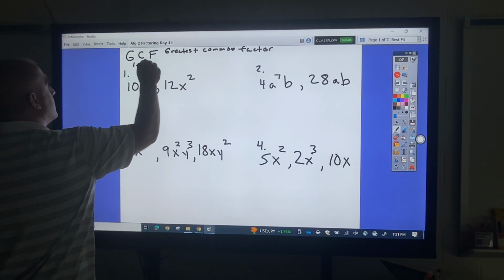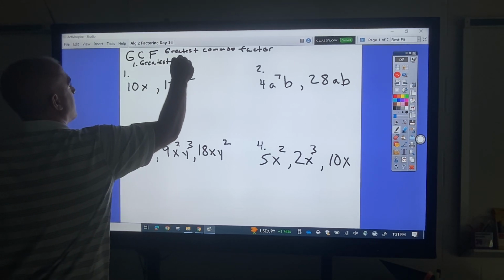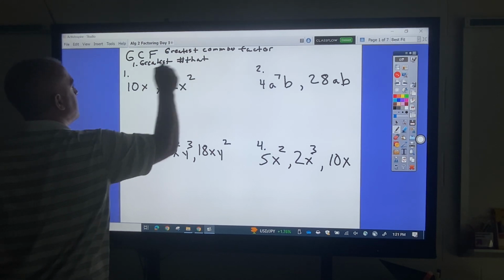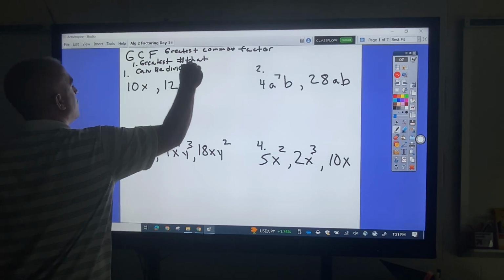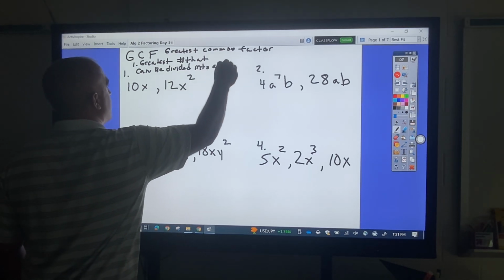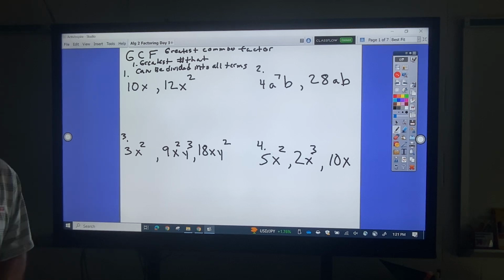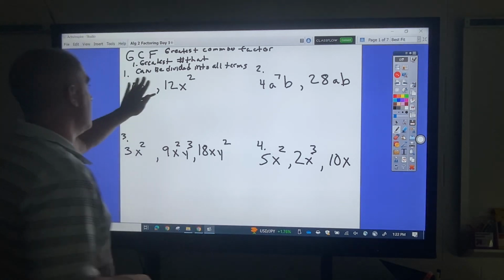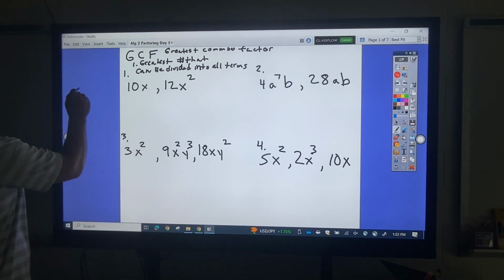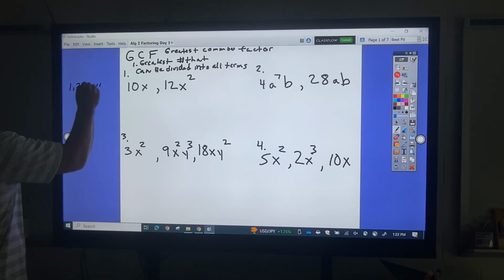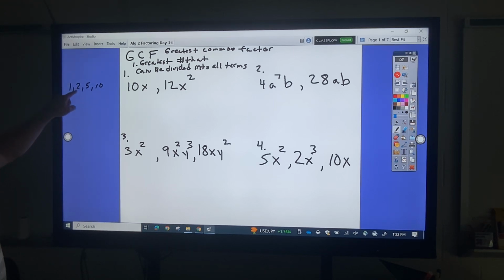It's the greatest number that can be divided into all terms. And when we say divided, meaning numbers that I could divide it and it wouldn't create a decimal. Okay? So this one, okay, now I always like to think of the smaller number will help me, because what are the numbers that go into 10? Like 2, 5, and 10. What's the biggest one of those that would go into 12? That would be 2. So that is the number GCF.